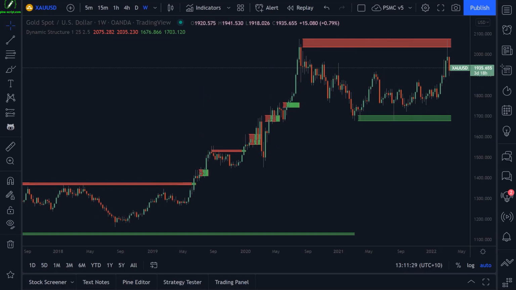Hey traders, in this lesson I'm going to be breaking down the source code to a script I made quite a few years ago called my dynamic structure indicator. And this script attempts to detect support and resistance zones in price action automatically.